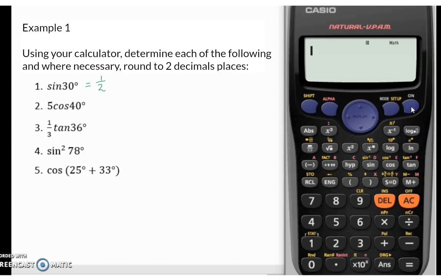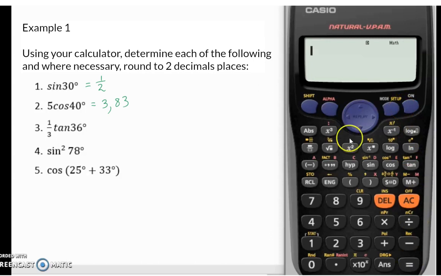Next we need to determine 5 times the cos ratio from a 40-degree angle. So we start with 5 times cos, and once again our bracket for our angle of 40 degrees, and then we close the bracket and press equal. So our answer rounded to 2 decimals will be 3,83.